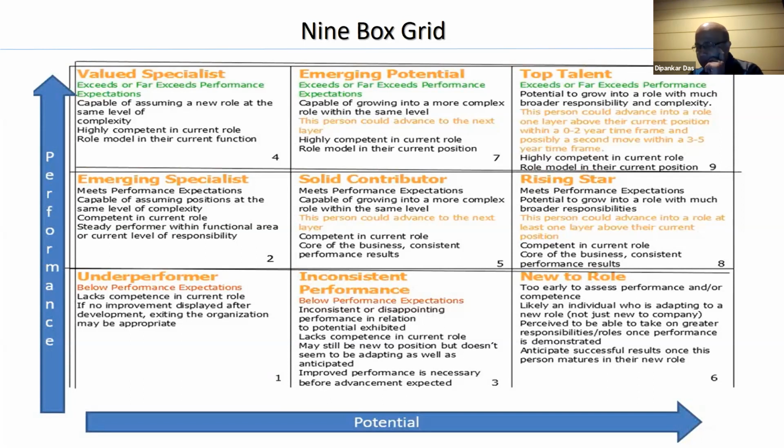Yeah, you're actually right. They also need some nudging at times. They're not very ambitious as compared to the people who are higher on potential. So, therefore, the organization also needs to push them sometimes.